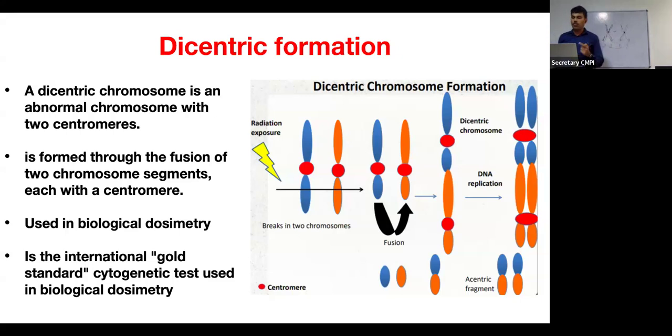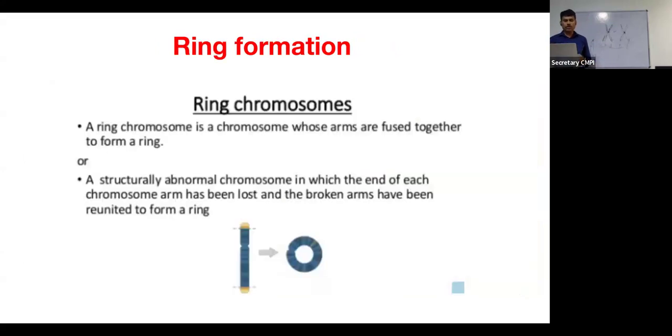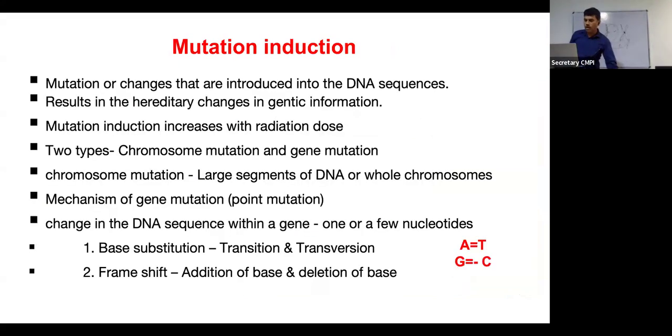And this is the one which is being used for biological dosimetry. For biological dosimetry, we collect the blood samples and they take the counts of dicentric formations. So this dicentric formation is something like a gold standard for cytogenetic tests. Ring formation, or ring chromosomes, is a similar concept. Sometimes this portion got deleted, and this can come here and repair. It looks like a ring. So that is called the ring chromosome. So these are all the different structural changes that can happen to the chromosomes.